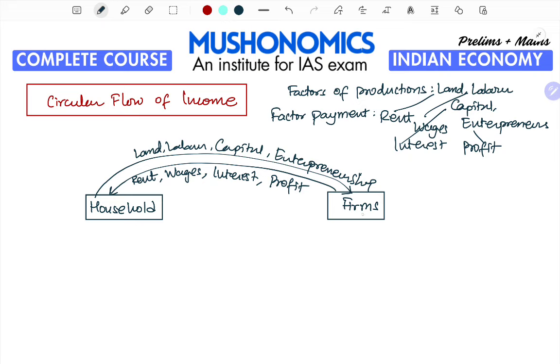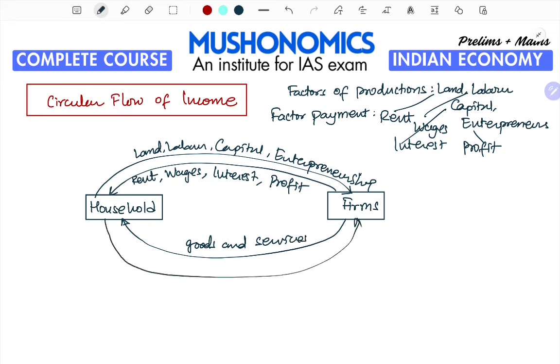Now see, the firms are producing what? They are producing goods and services. And who is consuming these goods and services? Households. So firms are producing goods and services, and the households are doing what? Expenditure. And this expenditure is income for firms. So household is doing consumption expenditure.